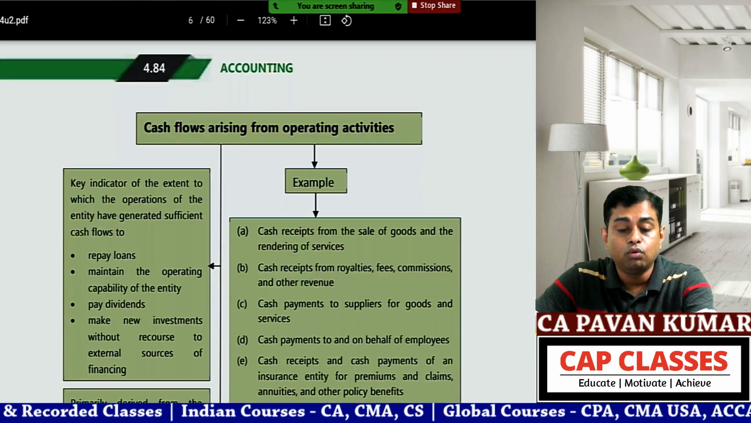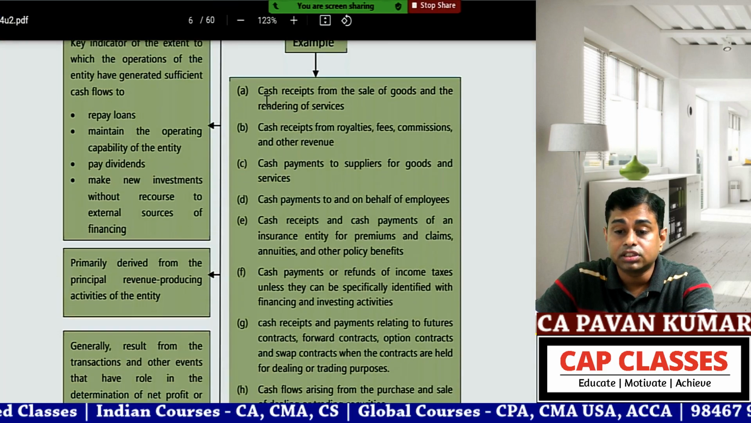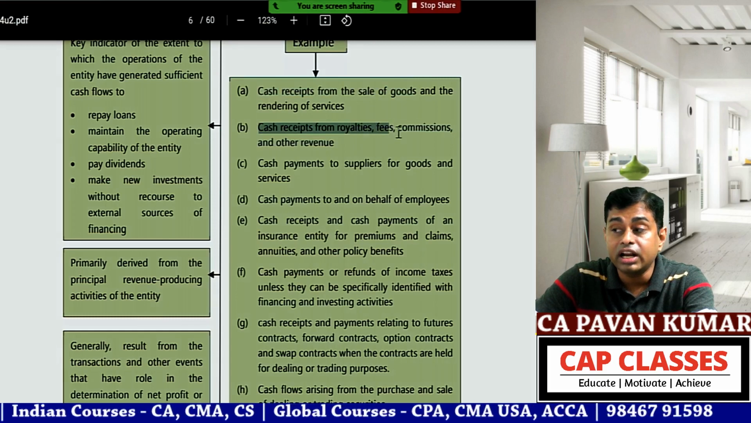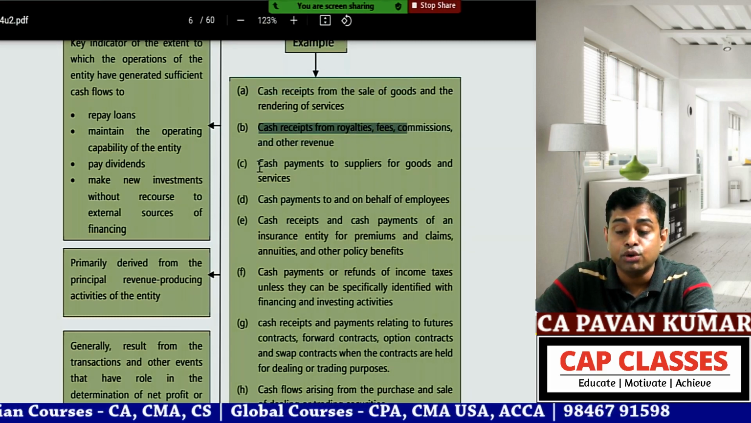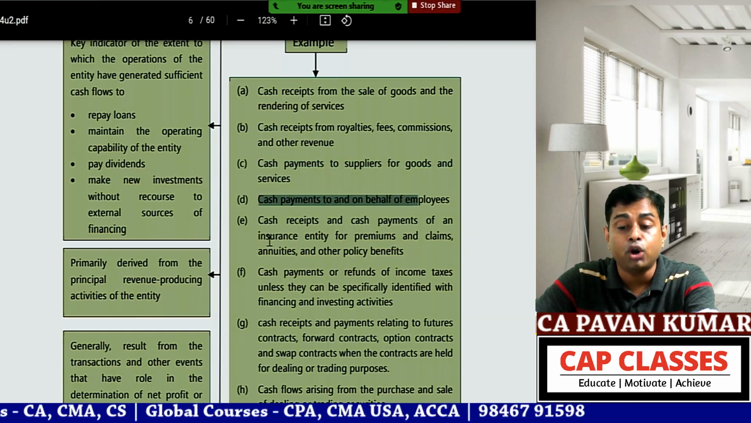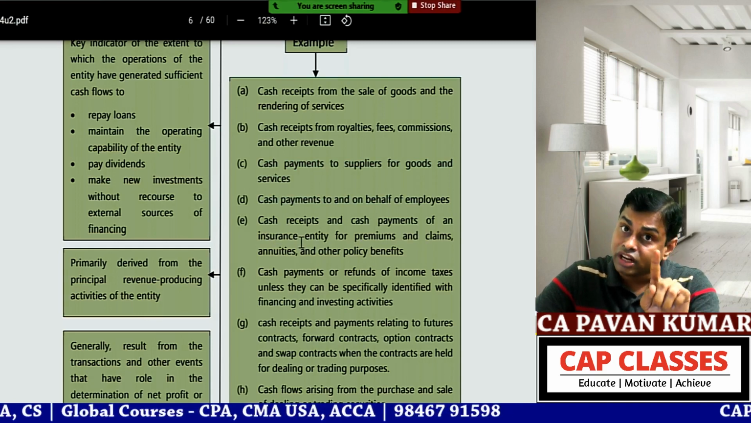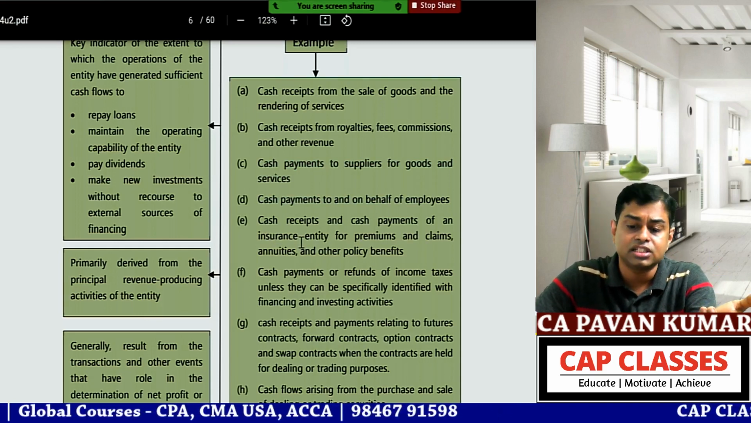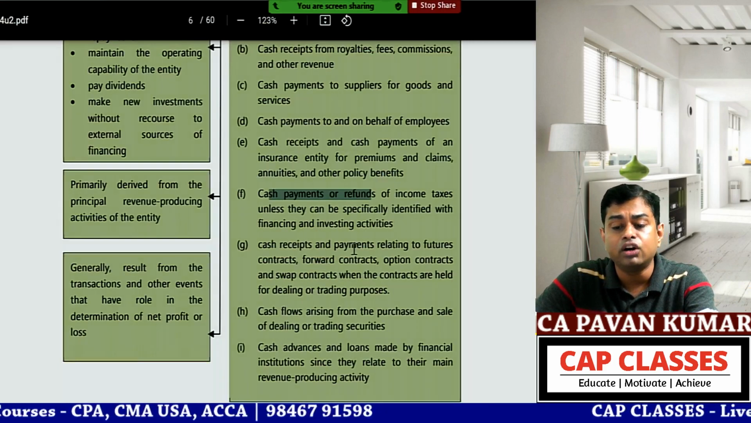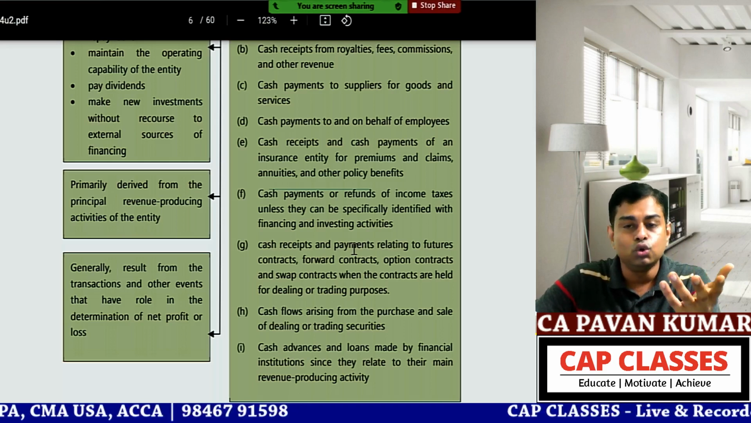Now, what are the examples? These are the examples. Cash receipts from sale of goods, cash receipt from royalty, fees, commissions, other revenue, cash payment to suppliers, cash payment to and on behalf of employees, cash receipts and payments of an insurance entity from premiums. If it is insurance company, from premiums and claims. Cash payments or refunds of income tax, cash payments relating to futures, forward contracts, derivatives, options, swap. You don't know all these things, okay?